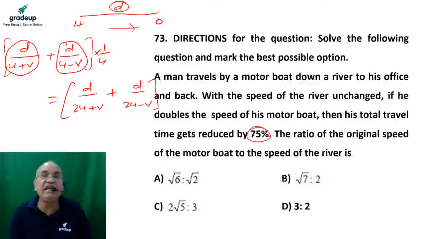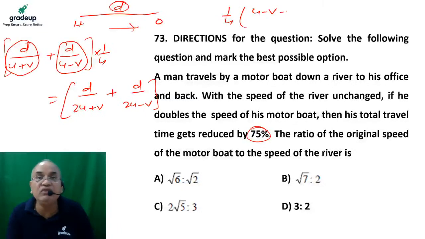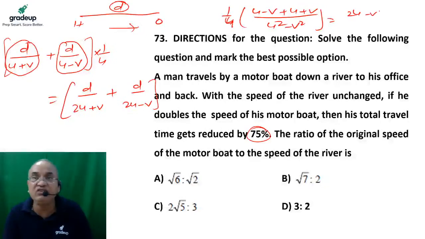So d can be taken out, d will get struck out. Our answer would become 1/4 of (u minus v plus u plus v) upon (u square minus v square). This is 4. And on the left hand side, d will get struck out, that is twice (u minus v) plus twice (u plus v) upon (4u square minus v square). Are you getting my point? This is 4. Now v will get struck out by v.